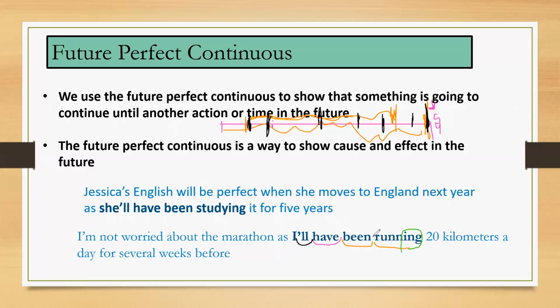Entonces vamos a tener tres elementos más el main verb, ok. Vamos a tener el will, que nos va a dar el futuro, vamos a tener el have, que nos va a dar el perfecto, vamos a tener el verbo be en past participle, been, y el main verb in ing. Okay, entonces, by the time when I run the marathon, I will have been running 20 kilometers a day.